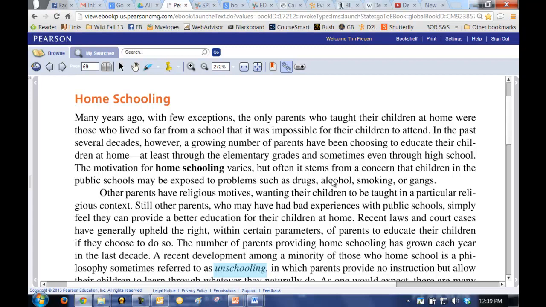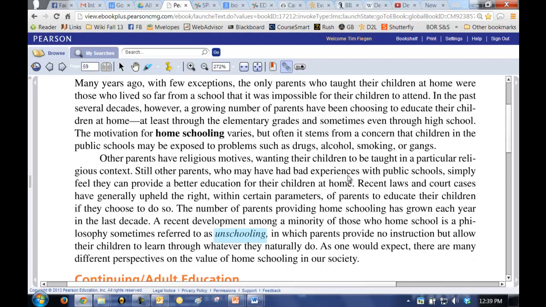I have 2 nieces. My brother and his wife are homeschooling their 2 daughters, and they're basically the same age as my boys. They say when they get to high school age, they're going to send them to school, but at this point, they're still being homeschooled. Often it stems from a concern that children in the public schools may be exposed to problems such as drugs, alcohol, smoking, or gangs. Okay, and that could be. Other parents have religious motives, and I think that's more common, want their children to be taught a particular religious content. Still other parents have had bad experiences with public schools, simply feel they can provide a better education for their children at home.